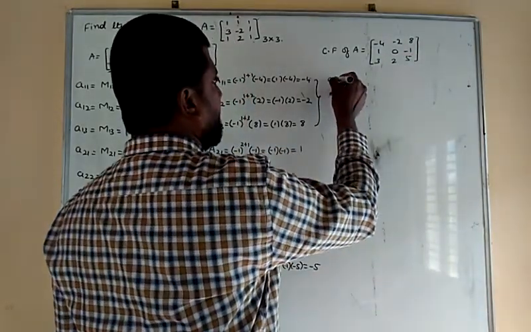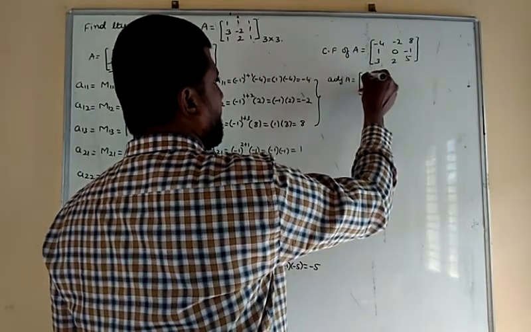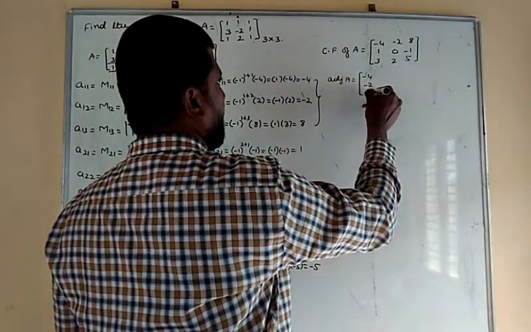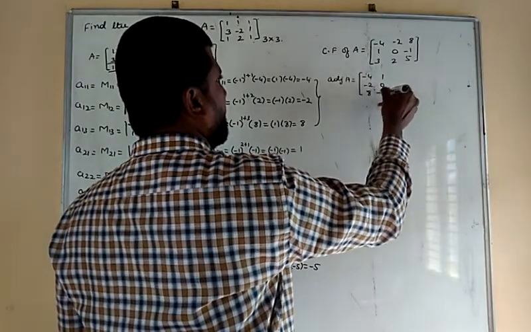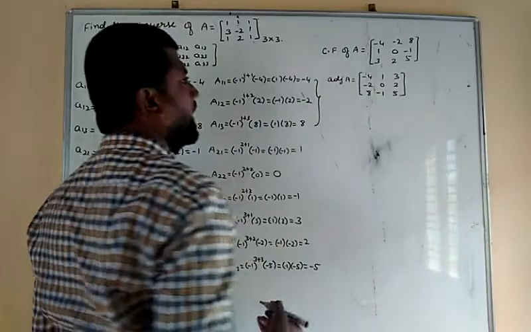Now let us find the adjoint. Adjoint of A means minus 4, minus 2, 8, 1, 0, minus 1, 3, 2, 5. So we have found the adjoint.